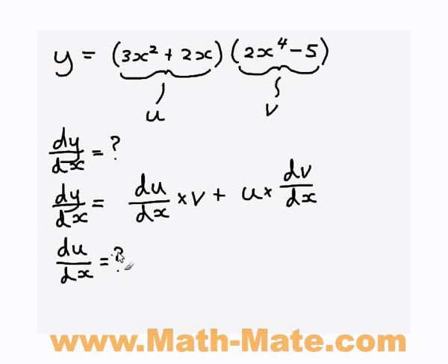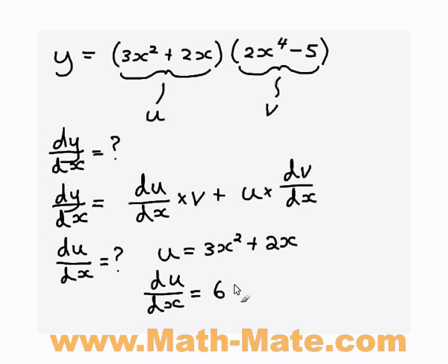So first of all, let's try and find out what du/dx is. Well, we've got u equals 3x squared plus 2x, because u describes the subfunction in the first brackets. So du/dx is fairly easy to work out. The power of 2 comes out the front, so we get 6x, and the power goes down by 1, so it's x to the power 1, which is just x. 2x, when you differentiate, just becomes 2. So that's du/dx.